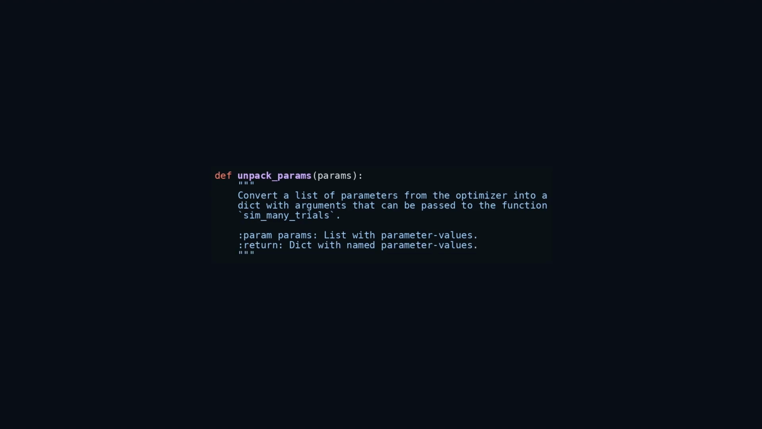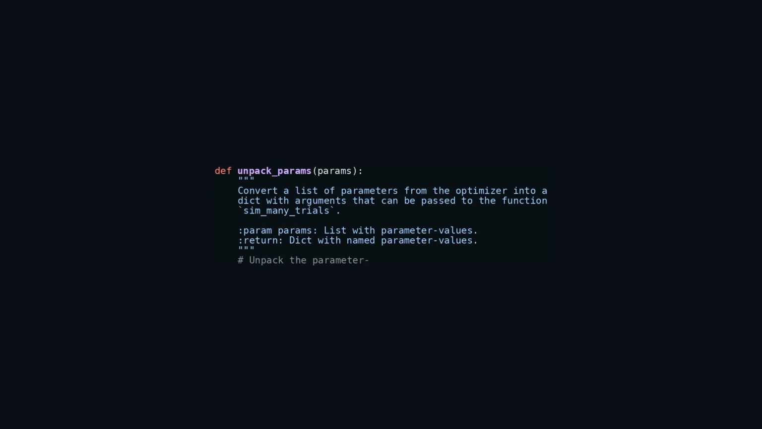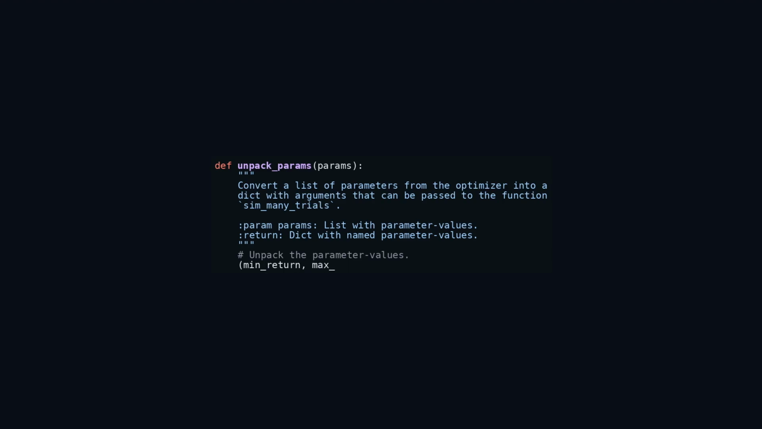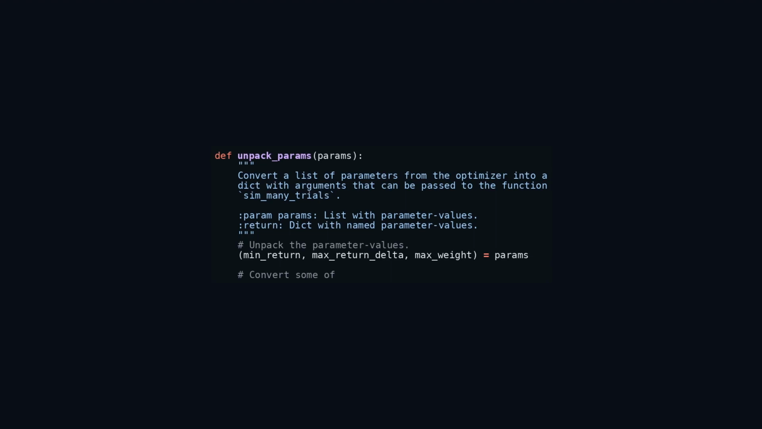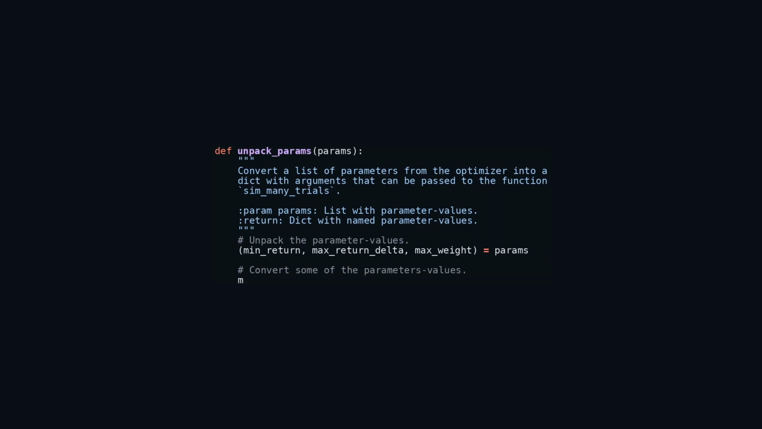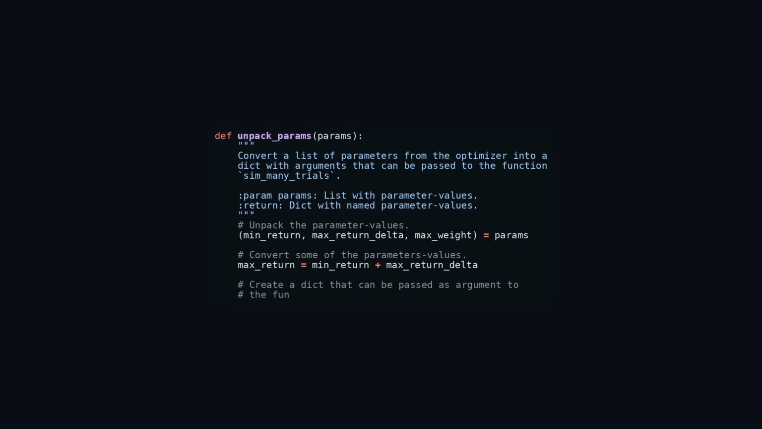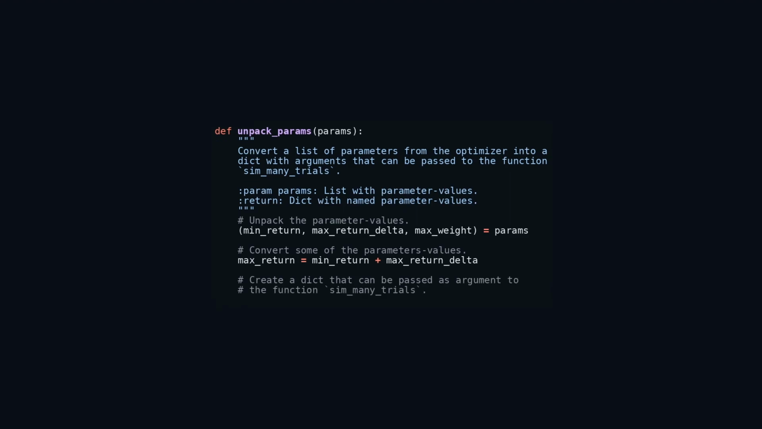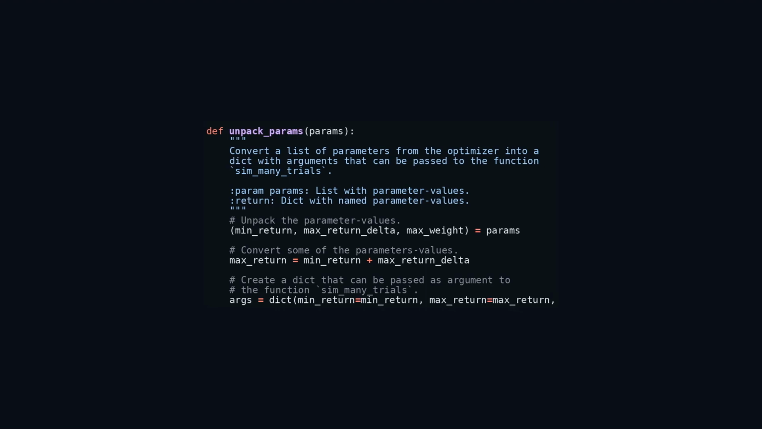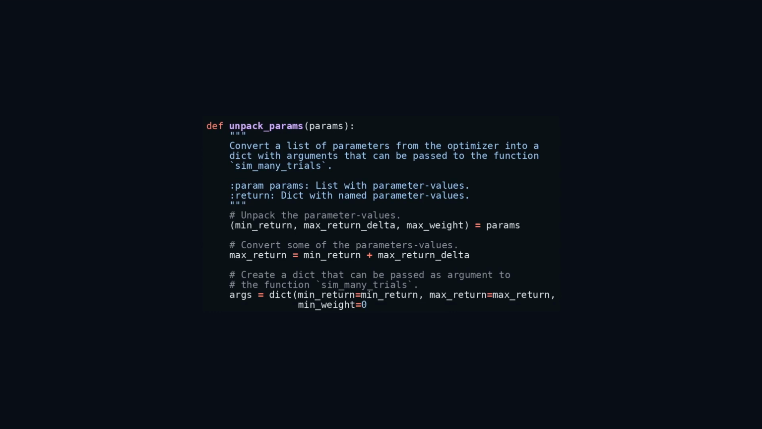After these calculations, the function creates a dictionary named jargs, which holds named parameters that can be passed as arguments to another function called sum_minitricles. The dictionary jargs includes keys for min_returner, max_returner, min_waiter, and max_wait, with each key assigned its corresponding calculated value. This code is particularly useful for organizing and converting a list of parameters into a more structured format, a dictionary in this case, that can easily be passed as arguments to another function. Furthermore, using named parameters enhances code readability and maintainability compared to passing parameters as an unstructured list.